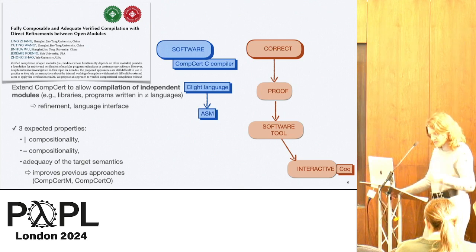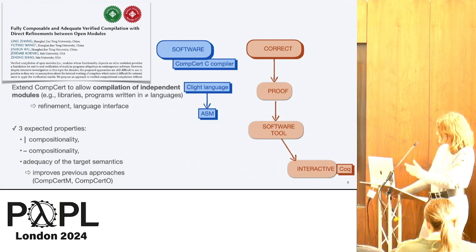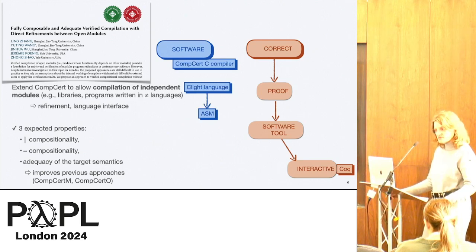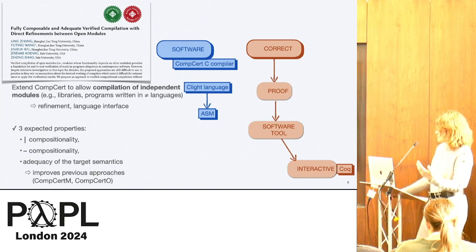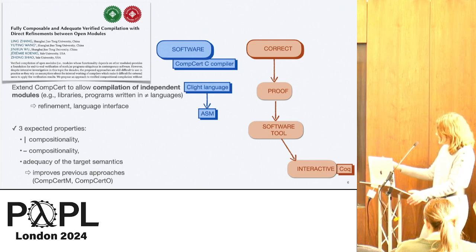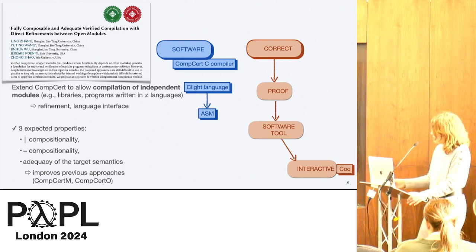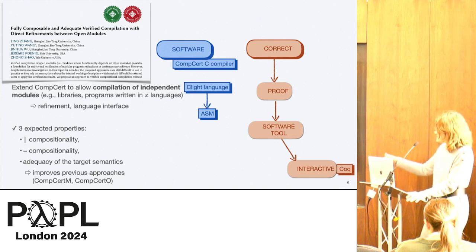Compilation is a series of compilation passes, so you can only compose the passes sequentially. And here, the idea is to have something more general. For instance, if you want to compile a C program with some library, including calls to assembly functions. So here they define the general notion of refinement and language interface. What do we need if we want to compile independent modules? There have been several papers on that subject, and here they improve previous approaches.